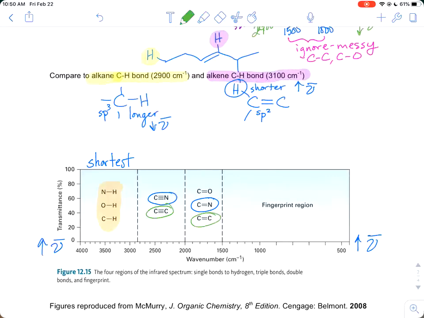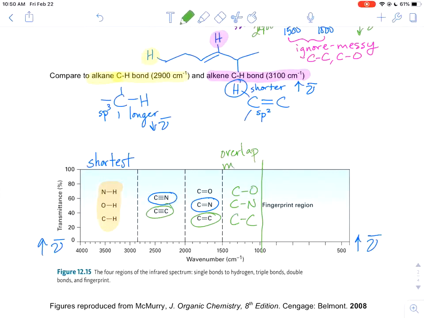And what's not shown on here, kind of on purpose, is that between 1000 and 1500, we see the carbon-oxygen, carbon-nitrogen and carbon-carbon single bonds all showing up. They tend to overlap. It's pretty messy.